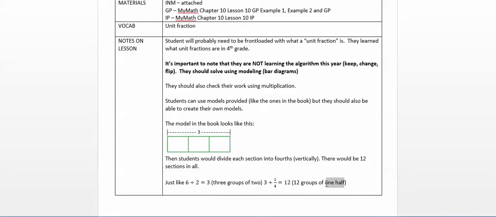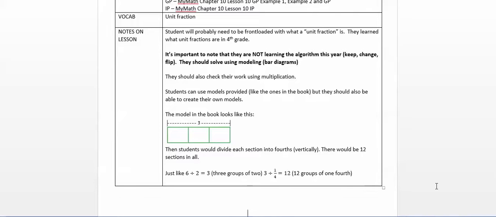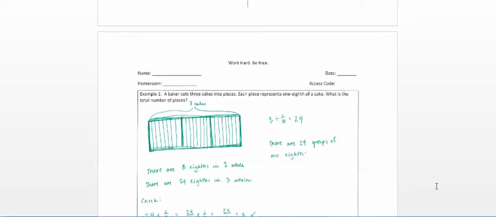Oh, that should really say 1/4 there instead of 1/2. I'm going to go ahead and fix that right now. Great. Just like when I had 6 divided by 2, I get 3 groups of 2. If I have 3 divided by 1/4, I end up with 12 groups of 1/4. All right, so let's go down. Let's look at this first example.